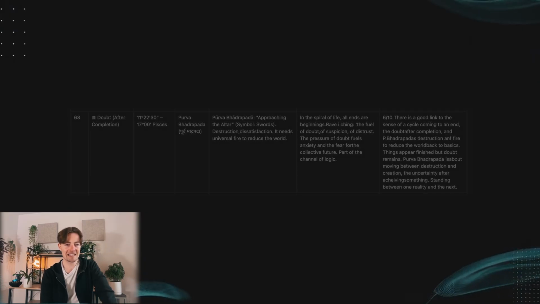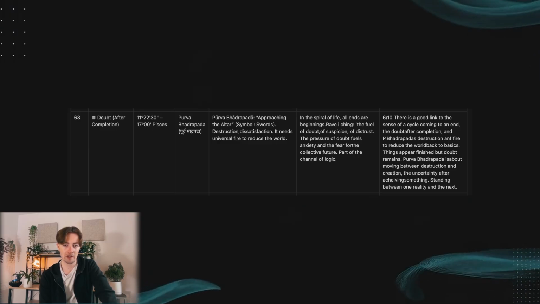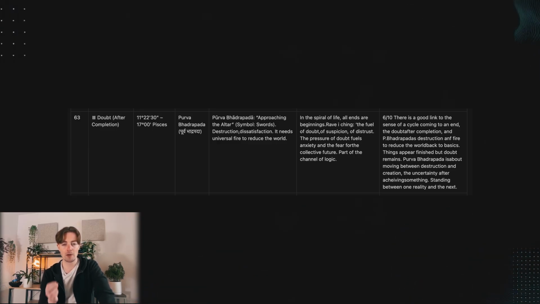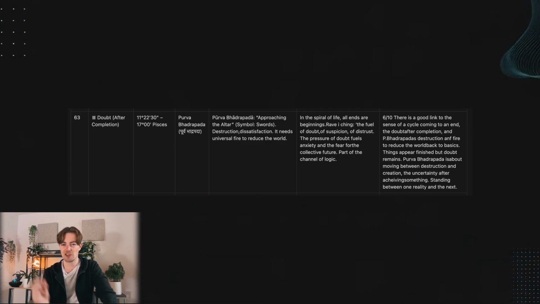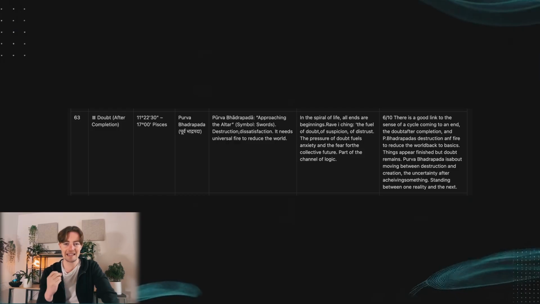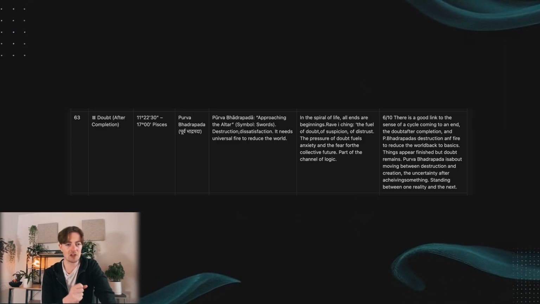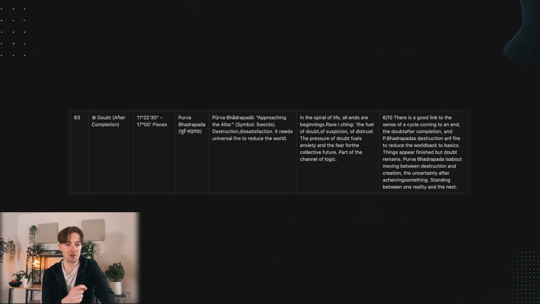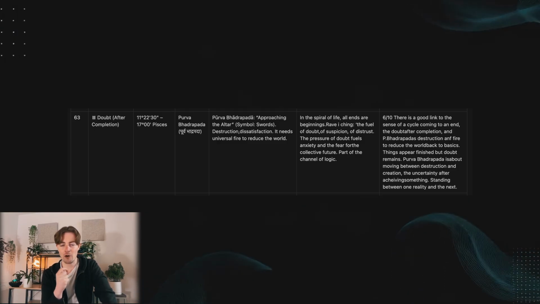Gate 63, doubt, or after completion. 11 degrees to 17 degrees of Pisces in the Purva Bhadrapada nakshatra. To introduce Purva Bhadrapada nakshatra, one translation is approaching the altar. The symbol is swords. It's destruction, dissatisfaction. It needs universal fire to reduce the world. And the hexagram I Ching note that I have for gate 63, the gate of doubt, in the spiral of life, all ends are beginnings.